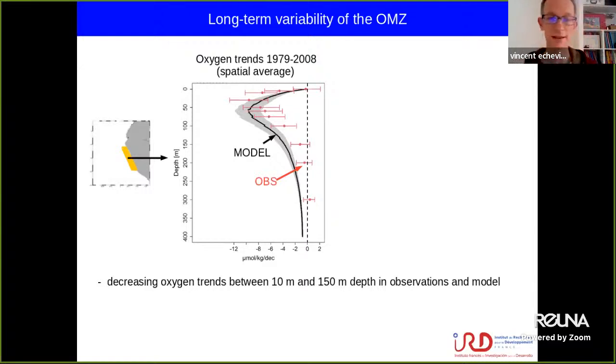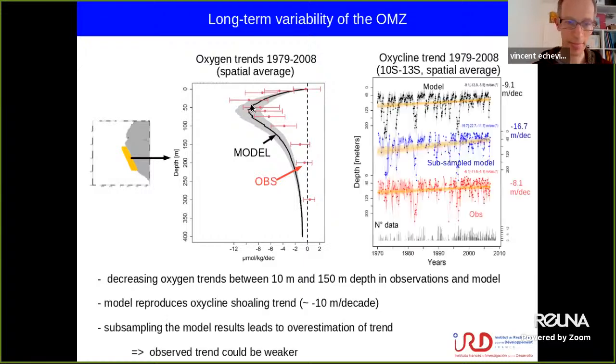What is quite nice is that the model is able to represent relatively correctly this trend with the same shape. It slightly, though, overestimates the observed trends. You can see that the black values are too strong below 50 meter depth. So that's a good thing for the model.